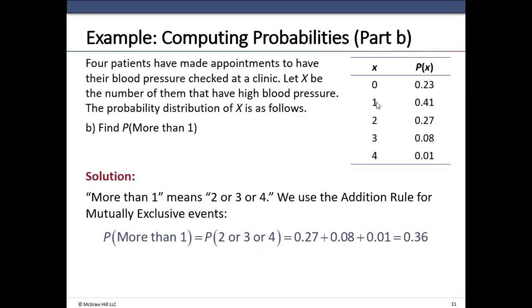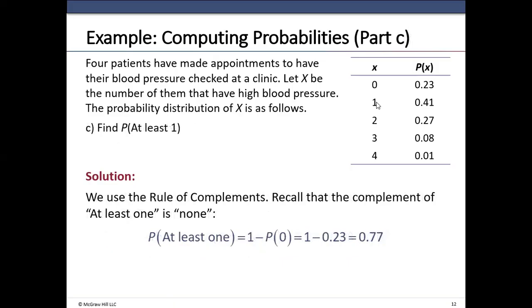4 patients have made appointments, same problem. Let X be the number of them that have high blood pressure. Find the probability that X is more than 1. More than 1 means 2 plus 3 plus 4, which is 0.27 plus 0.08 is 0.35, plus 0.01 is 0.36.